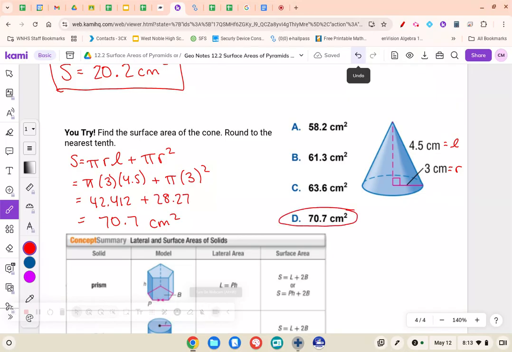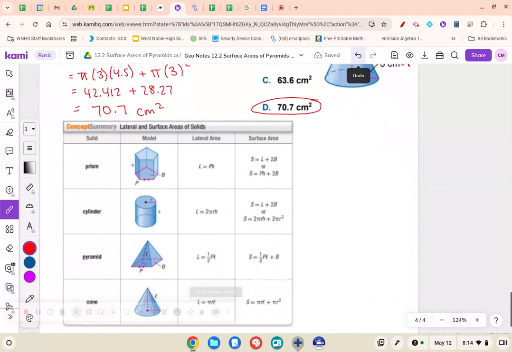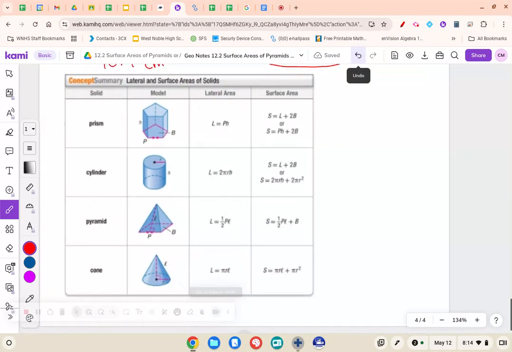So the cone ones are fairly simple as long as they give you your slant height and your radius. If not, you might have to do trig, you might have to do the Pythagorean theorem. We saw the Pythagorean theorem just a second ago.